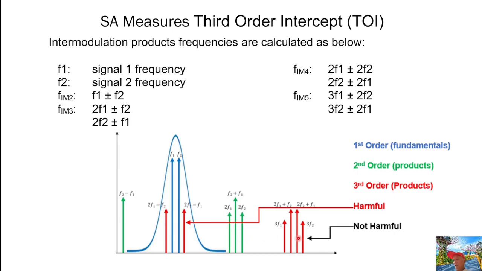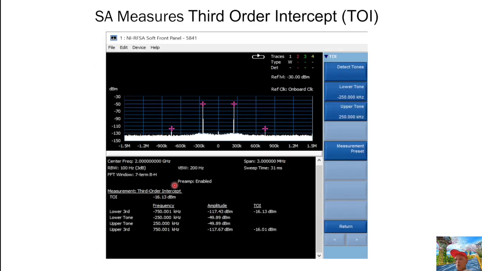It's not harmful. And this one also, this is still third order intercept, but this one is far away from the passband, so it's not harmful. So the only harmful ones are these two. Based on this concept, we can see the TOI here. This is a screenshot. I put two tones. The lower tone is minus 250 kilohertz. The upper tone is 250 kilohertz. The center frequency is 2 gigahertz.